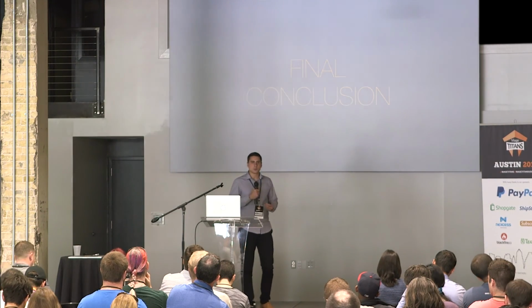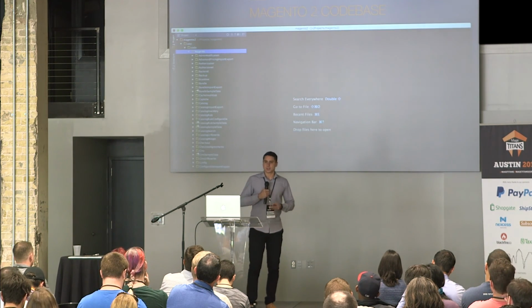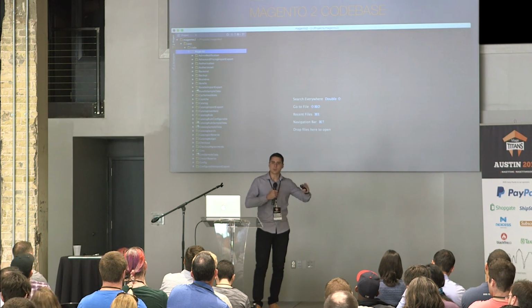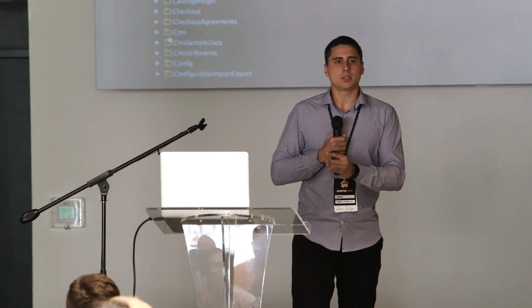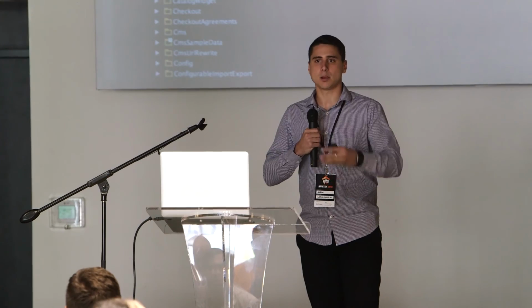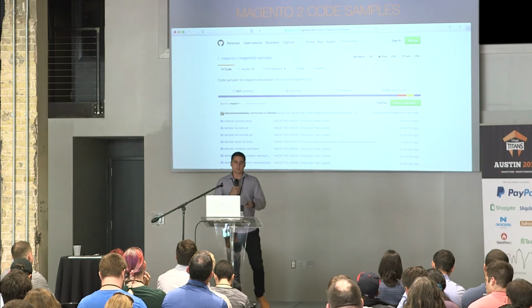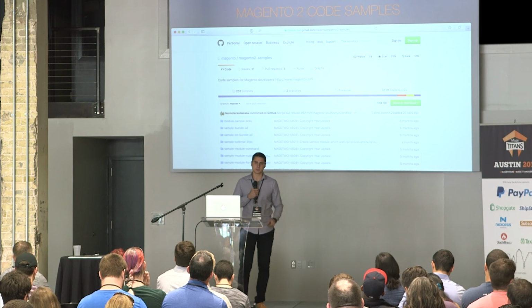So what is the final conclusion here? All you need is code. Just like Magento 1, the best way to implement Magento 2 modules is looking for code samples that follow the Magento conventions and best practices. And you can find those code samples in the Magento code base. So every time you are wondering how to do anything in Magento 2, you have to go there and see how the Magento team implemented that specific feature. You can find additional code samples in the official Magento 2 samples repository on GitHub.